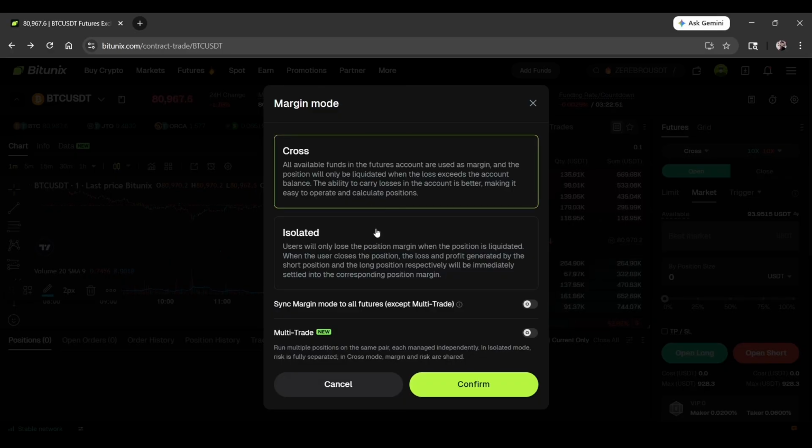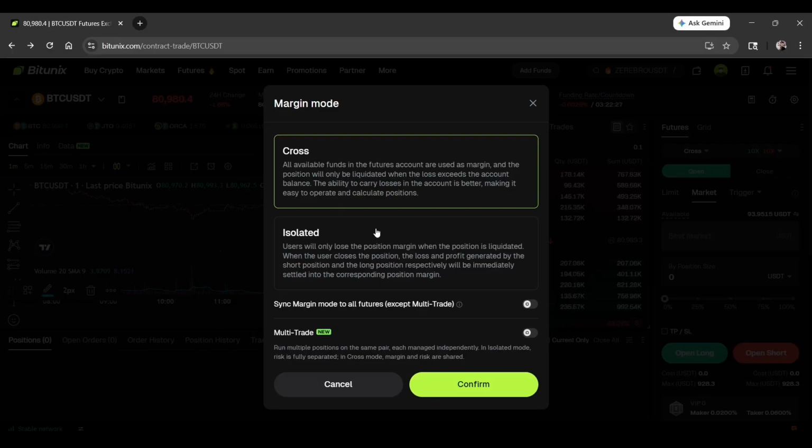I'll use cross if I don't have my entire trading account on the exchange. So what I mean by that is if I have a $10,000 trading account, I can have $9,000 in my own personal crypto wallet, and then I can have just $1,000 on the exchange.